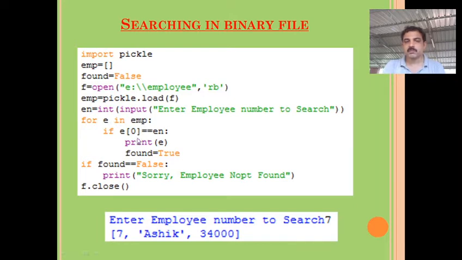So E of 0 means employee number in this case, right? If E of 0 equal to en, that means en is the employee number we are searching. It will compare, and if it exists, it prints that particular employee data. Then it makes found as true. So this will continue. If it is found, it will display. If it is not found, the found value will be false always, right? So if found remains as false, then you display sorry, the employee not found. Clear? So this is how the searching operation is done.